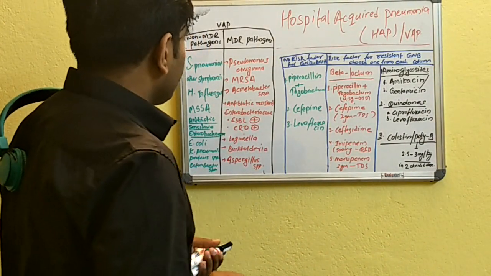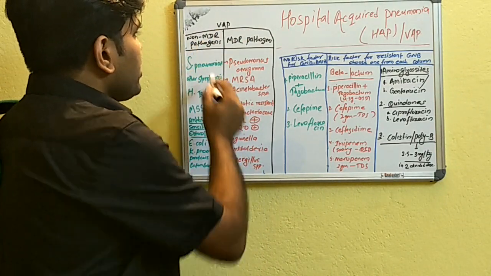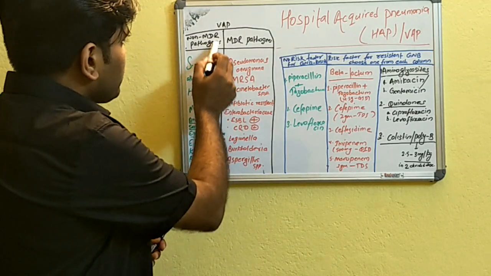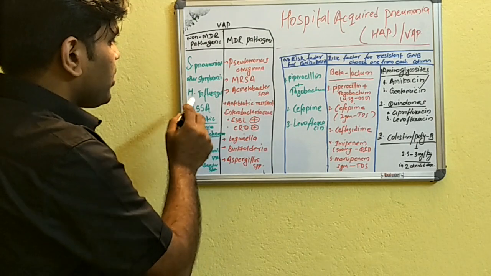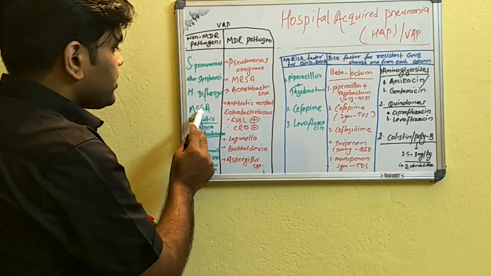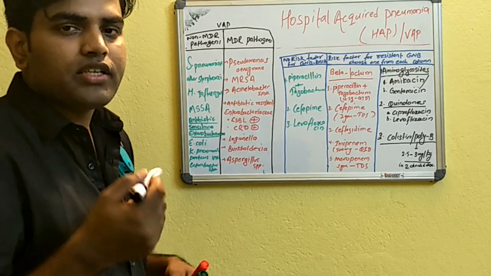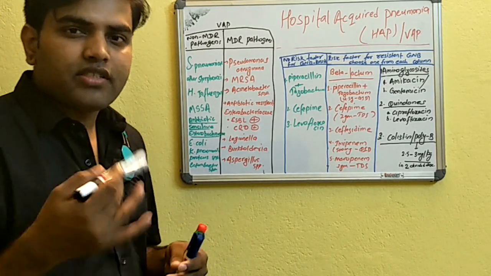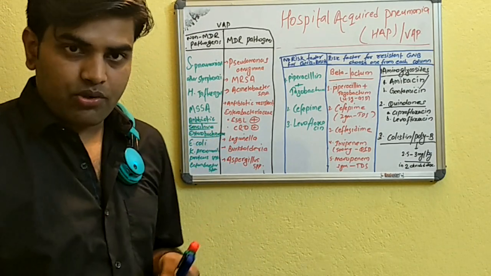So understanding this, for VAP there are non-MDR pathogens and MDR pathogens. The non-MDR pathogens are in the green, and they are Streptococcus pneumoniae, other streptococci, Haemophilus influenzae, methicillin-sensitive Staph aureus, and antibiotic-sensitive Enterobacteriaceae. That is, antibiotic-sensitive E. coli, Klebsiella, Enterobacter, Citrobacter, Serratia. These are the Enterobacteriaceae that are the sensitive ones.